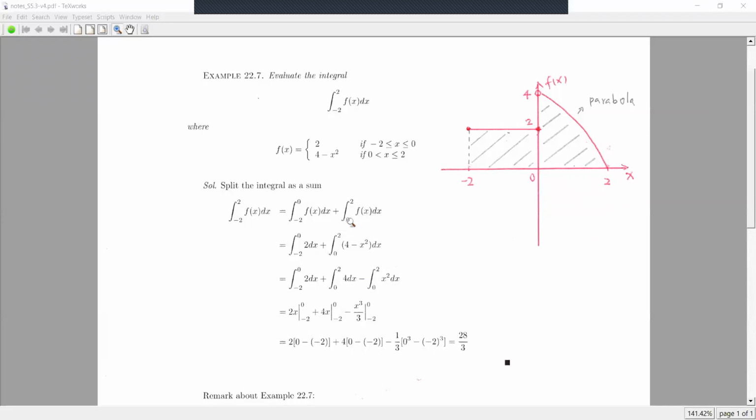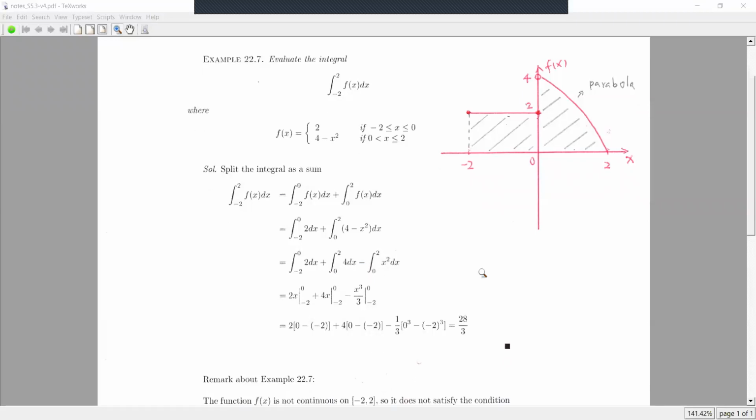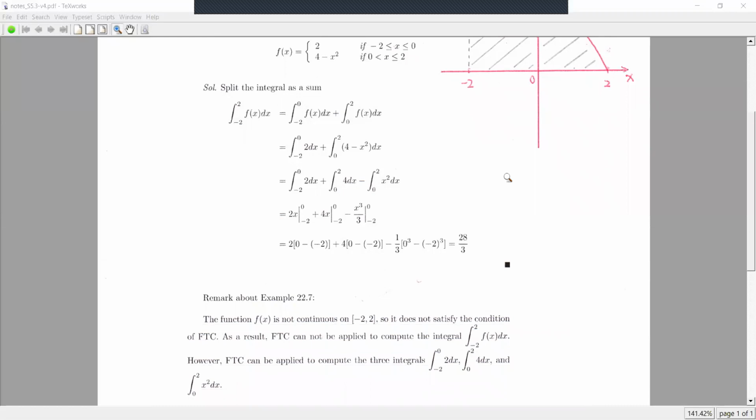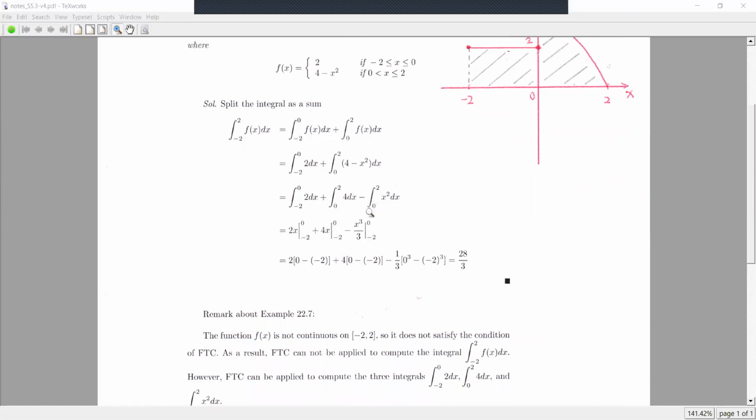When x is between 0 and 2, the function is 4 minus x squared. So this integral is this integral. The second integral is an integral of a difference, so by the difference rule, I can write it as a difference of two integrals. Now apply the fundamental theorem to compute each of these three integrals.